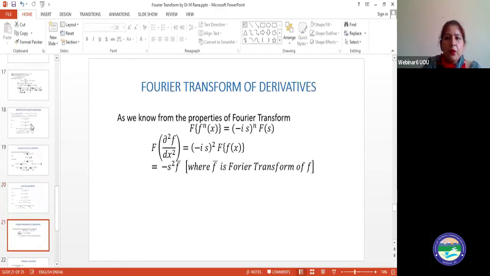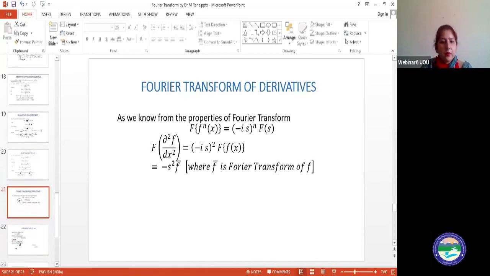Now, if you have to calculate the Fourier transform of a derivative, how will you calculate it? This is the formula. If you have an f^n(x) type of function, it may be a double derivative, triple derivative, a different type of function, you will use this formula, minus is to the power n times Fs. So by using this formula, you can calculate the Fourier transform of a derivative.